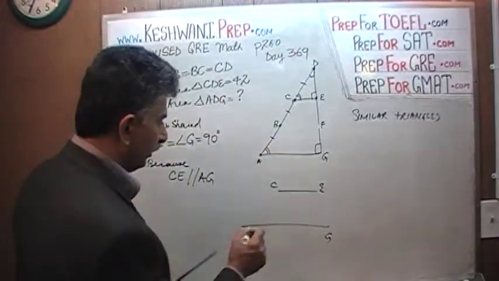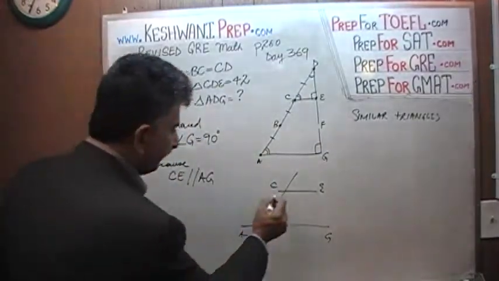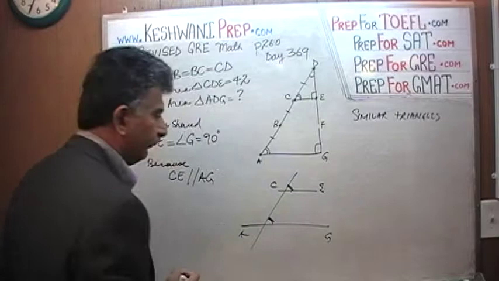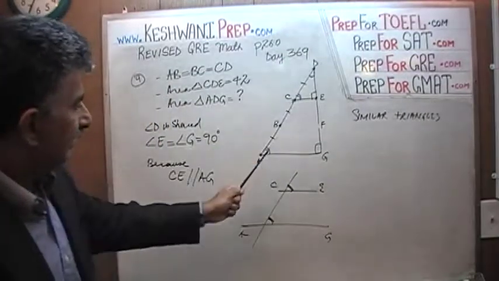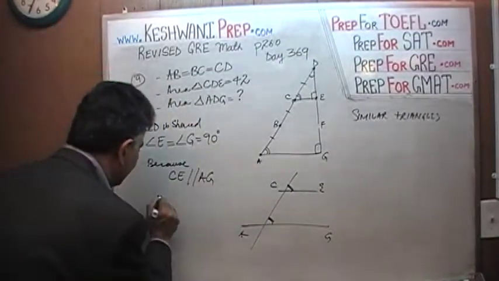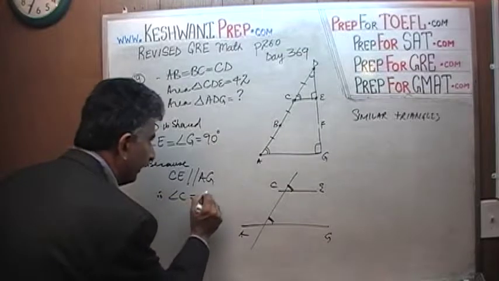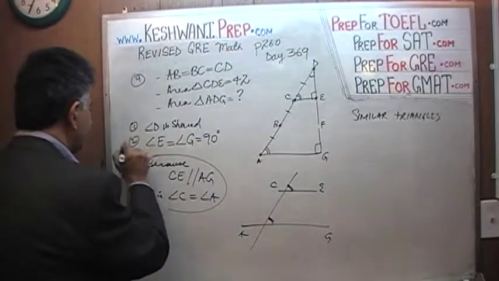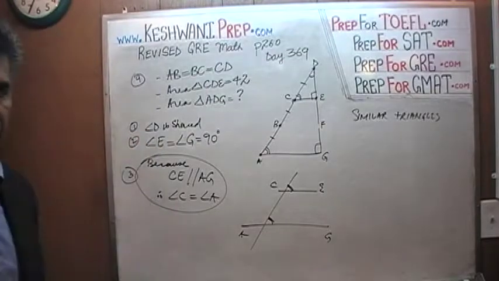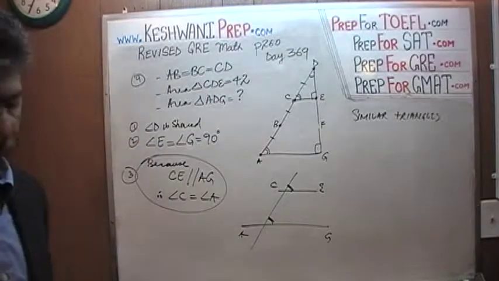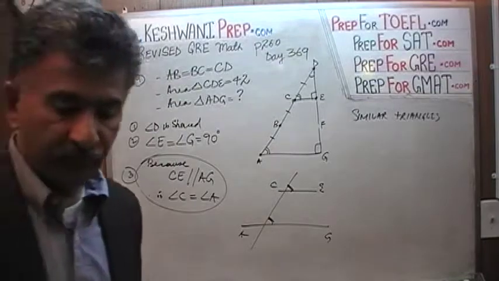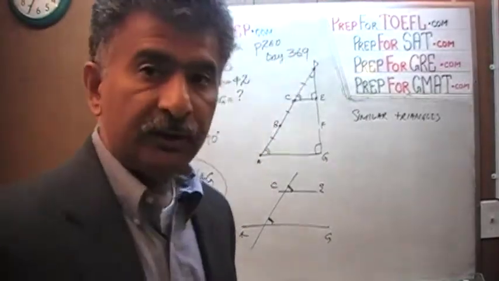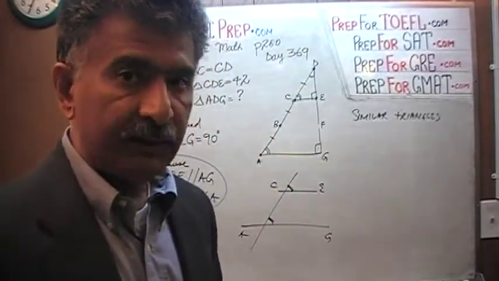Therefore, any line that you intersect here, this angle would have to equal that angle. Therefore, angle C equals angle A. There we go. Now we have established that all of the three angles in the two triangles are equal to each other. That's what we have to establish first to show that these two triangles are in fact similar.